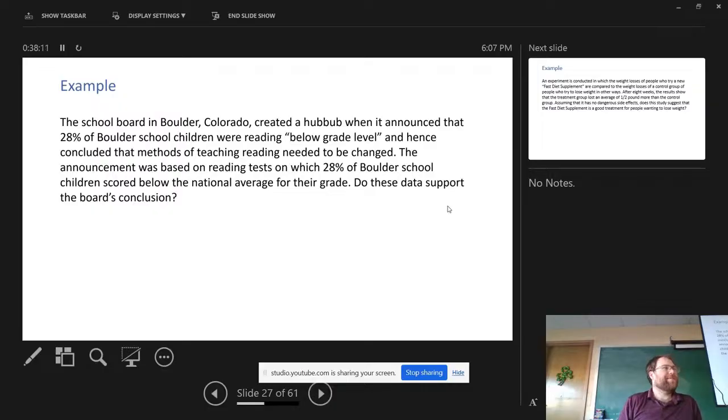What do you think? No? I agree. As I said, it's just one text. Yeah, I agree with you. It doesn't support that.